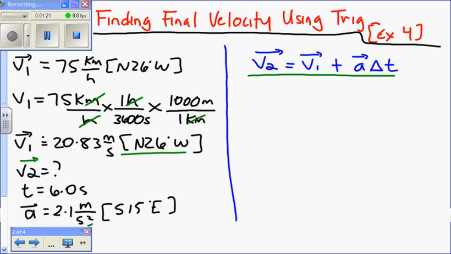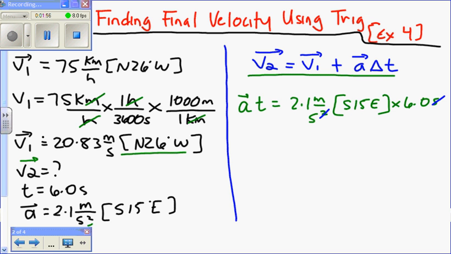I wanted to highlight the fact that what we're adding is a times t, which is a vector times a scalar. Little math tip: a vector times a scalar, you still end up with a vector. Same direction, same units, different magnitude. So let me just show you what I mean by that. A t will be 2.1 meters per second squared in the direction of 15 degrees, and that would be times 6 seconds.